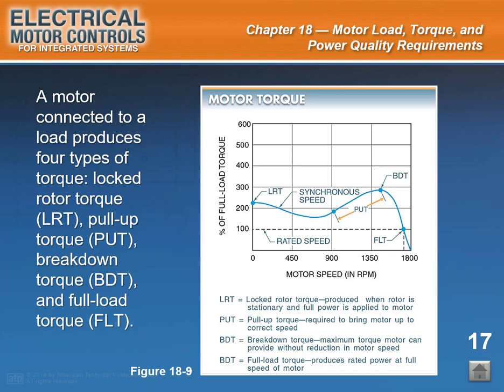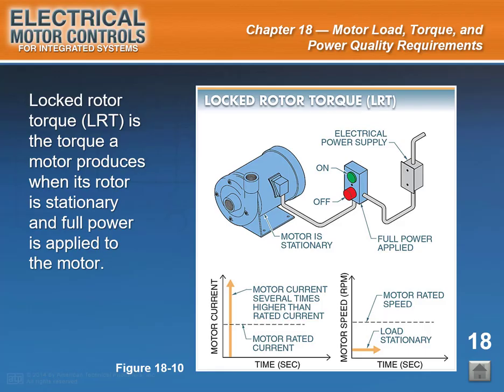Start of slide 18. Slide caption: Locked rotor torque is the torque a motor produces when its rotor is stationary and full power is applied to the motor.